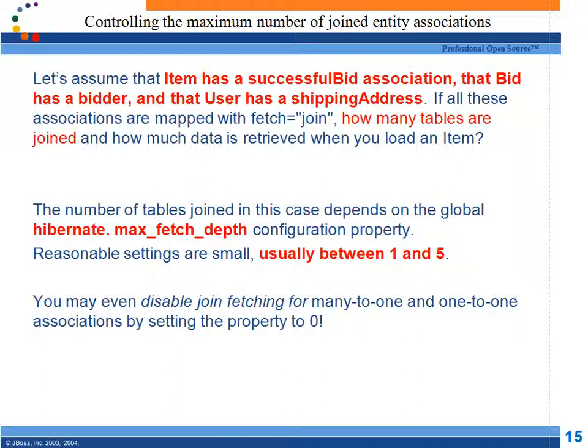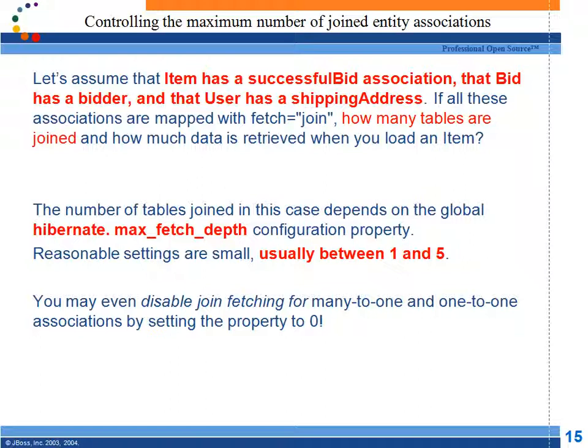The queries will be too complex if more than 2 outer joins are there. It is not encouraged to write more outer joins. So the number of tables joined in this case depends upon the configuration max fetch depth. You can specify maximum fetch depth, which will specify the maximum number of outer joins that can be used. You can give anything usually between 1 and 5.